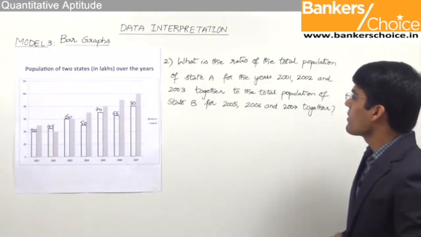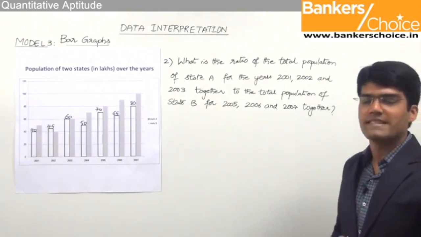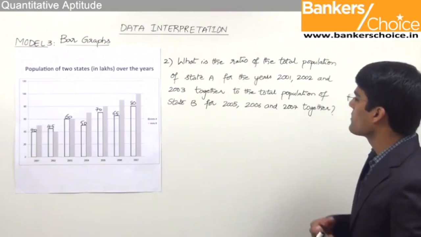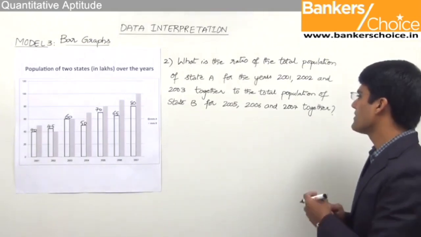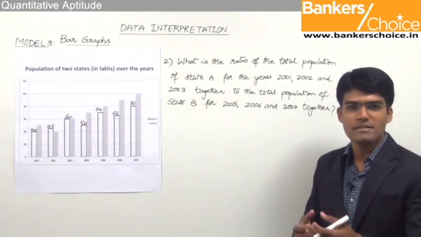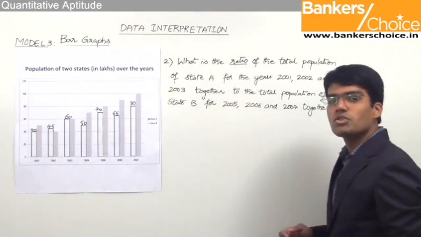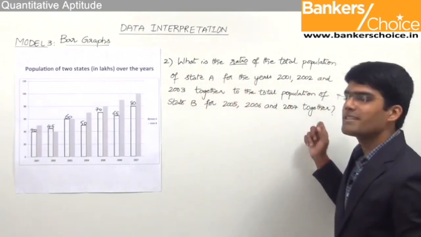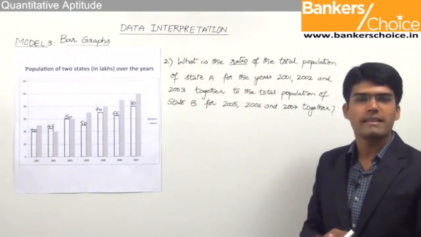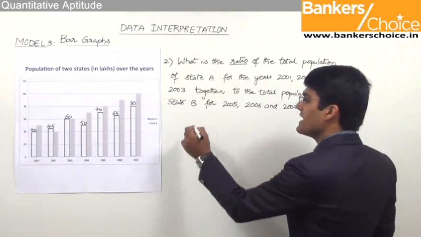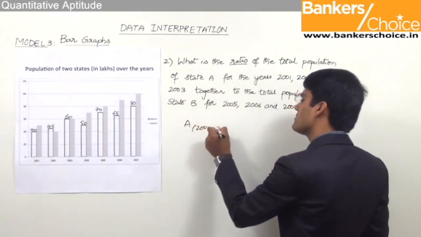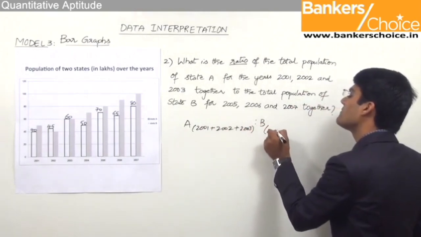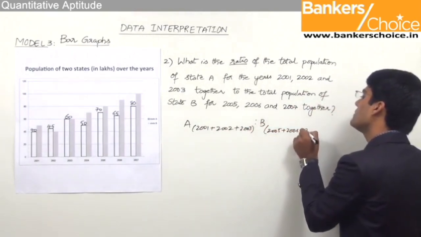The second question here is, what is the ratio of total population of state A for the years 2001, 2002 and 2003 together to the total population of state B for 2005, 2006 and 2007 together? So that's a very simple question where we have to find out the ratio of state A in 1, 2 and 3 together to state B in 5, 6 and 7 together. So simply pick up the values, add them and find out the required ratio. So state A in 2001 plus 2002 and 2003 is to state B in 2005, 2006 and 2007.